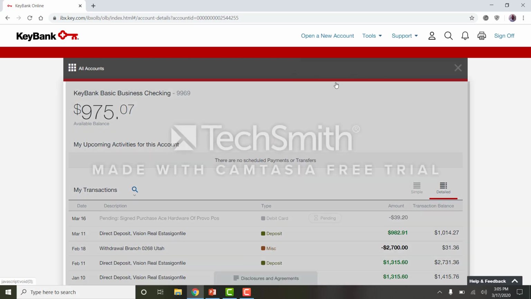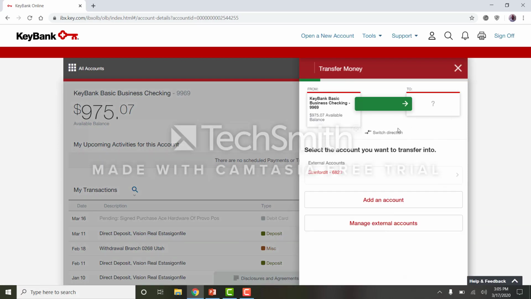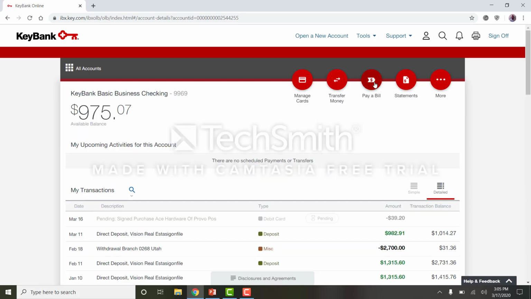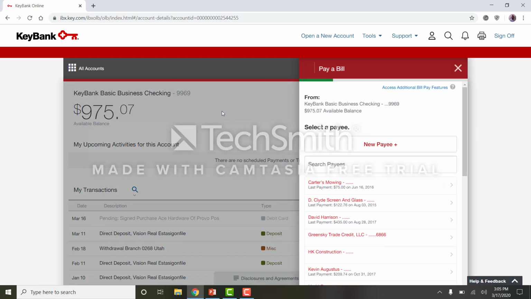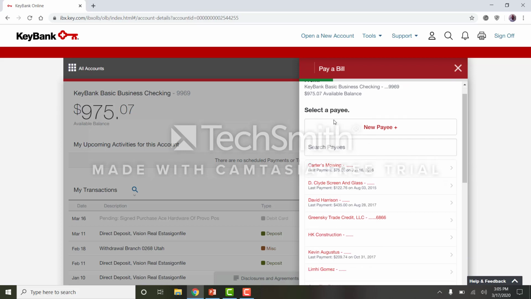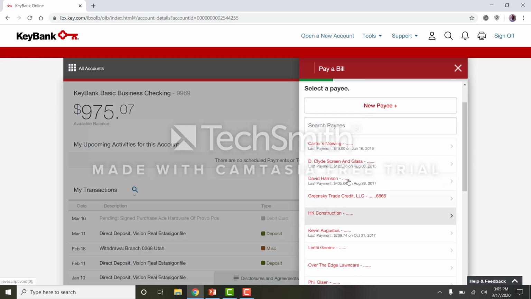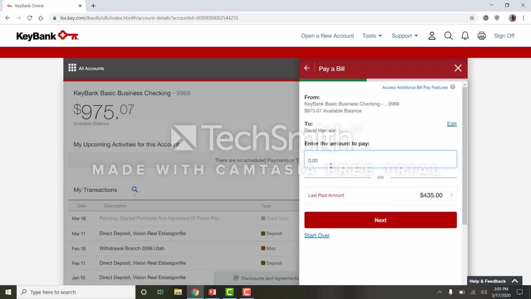I can transfer money from this account to some of my other accounts. This is my personal account. I can just shoot money into that using this online banking, which is super convenient. I don't have to get up and go to a bank. I can pay my bills. Let's say I had to pay David Harrison. Okay, I've got to pay him some money. I click on that. I owe him $53. Hit next, and it sends him a check through the mail, which is super convenient. Saves some money on stamps as well.